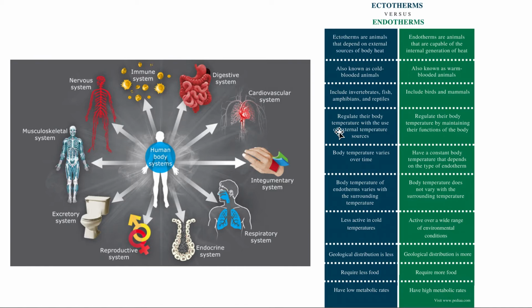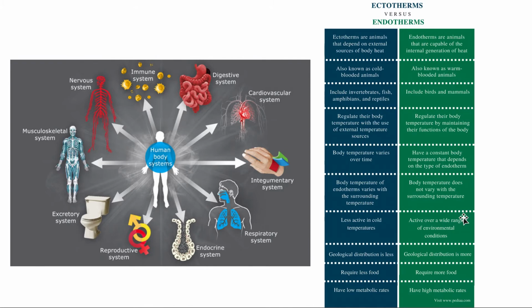Now, all invertebrates are ectotherms, and you can see here they include invertebrates, fish, amphibians, and reptiles. So they're relying on the environment to heat them up in order for them to eat and work and things like that. They do not have a high metabolic rate, so they require less food, and they can only survive in certain areas. They can't survive in cold areas.